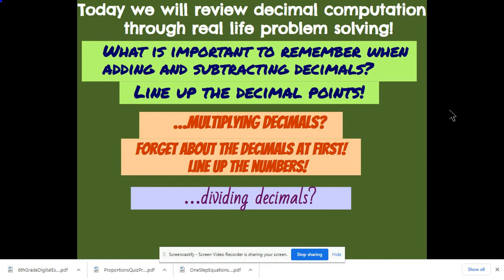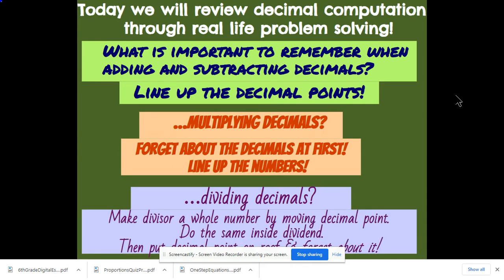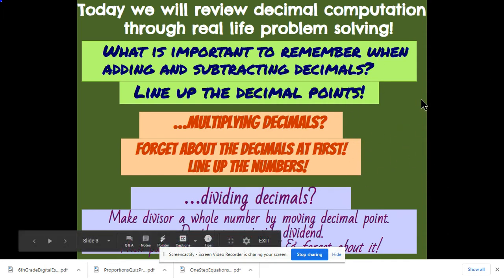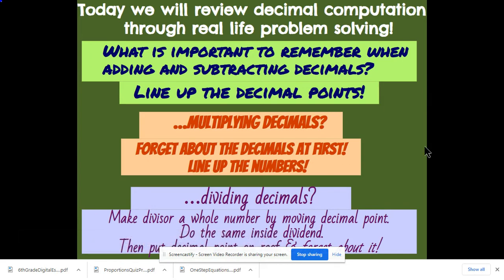When we divide decimals, if our divisor is not a whole number, we need to make it a whole number by moving the decimal point to the right. Whatever we do outside, we do inside of the division, and then we just put the decimal point on top in the quotient exactly where it is, and then we can just divide like it's not there.